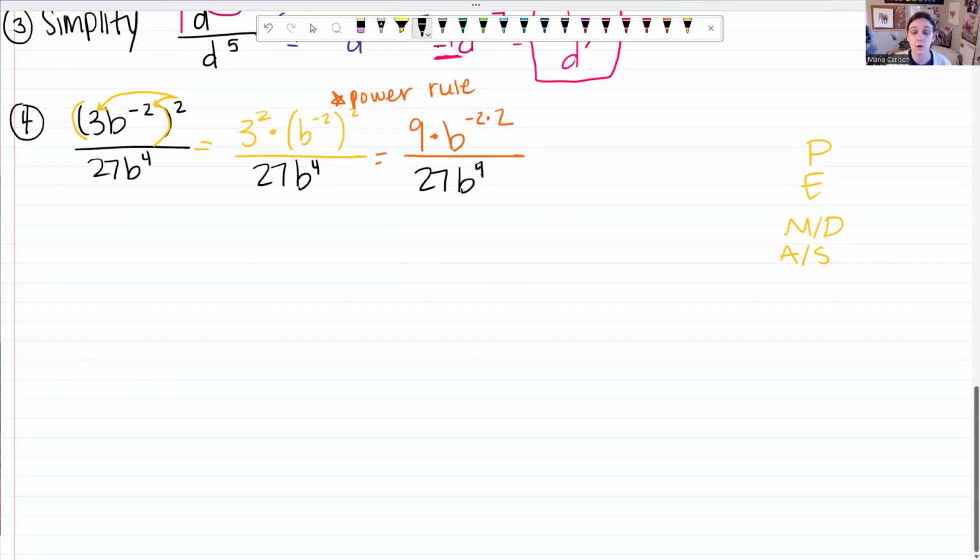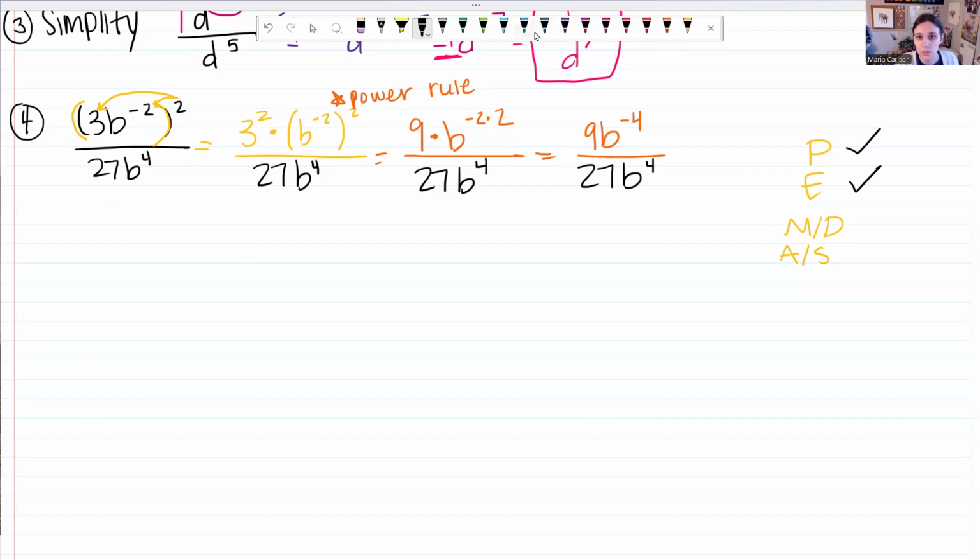Now, when I multiply negative 2 times 2, that gets me an exponent of negative 4. So this is now 9b to the negative 4 power over 27b to the 4th. This was a 4 here, not a 9. Okay, we're getting there. Now I have essentially done the parentheses, done the exponents. Now I'm on to the multiplication or division step. I know there's still exponents there, but there's nothing I can do with them really.